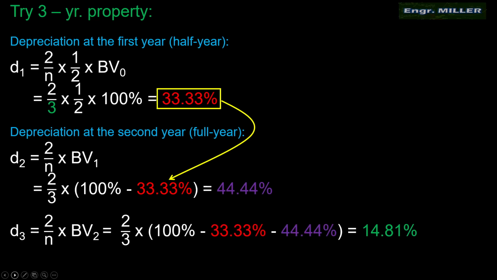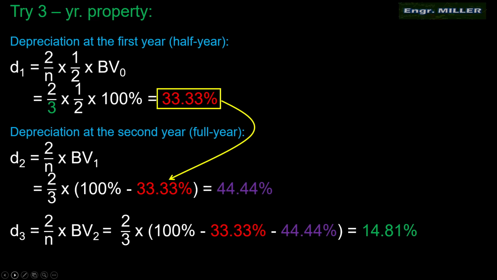The same will be true sa third year. Okay? So, it accumulates lahat ng depreciation sa second and first. So, this becomes 2/3. Or 200% over 3 or 2/3 times 100% minus 33.33 minus 44.44 is equal to 14.81%. So, during the third year depreciation, ito ay magiging 14.81.